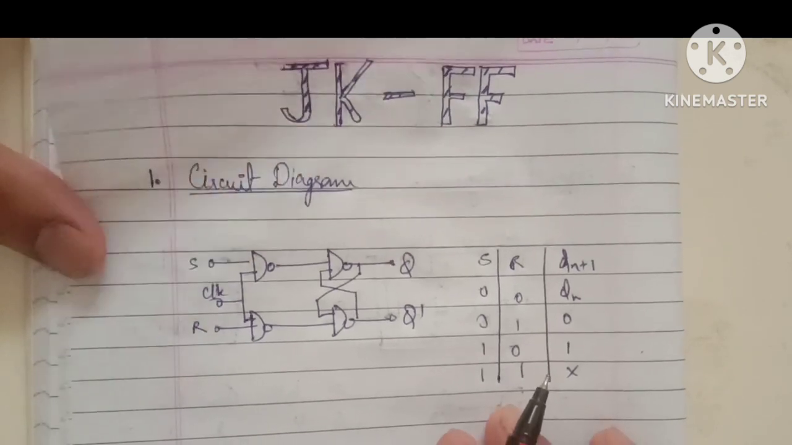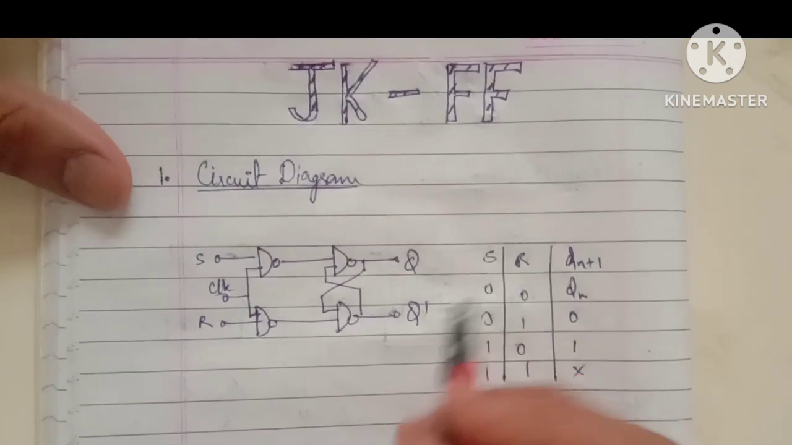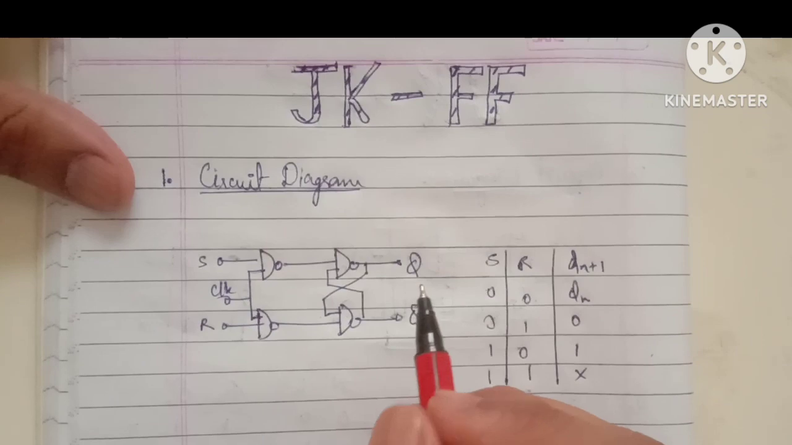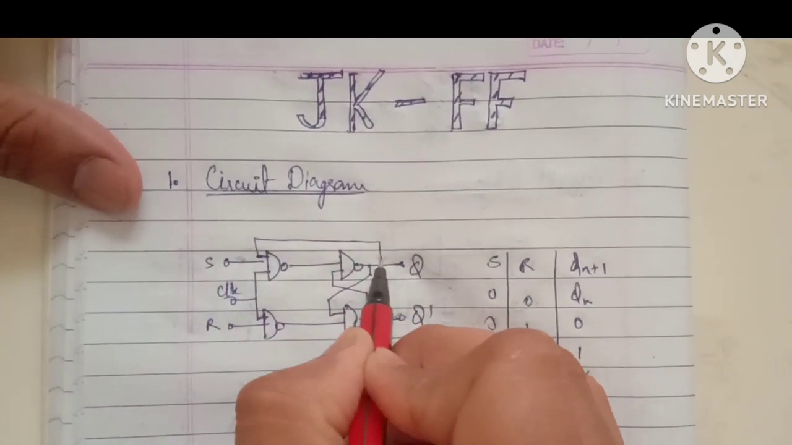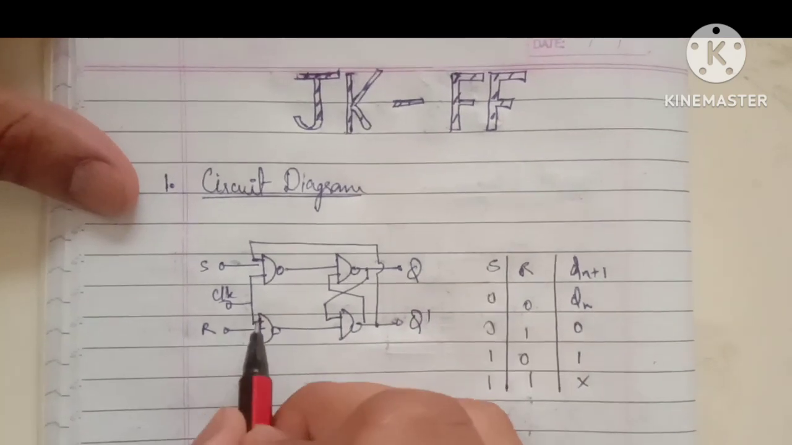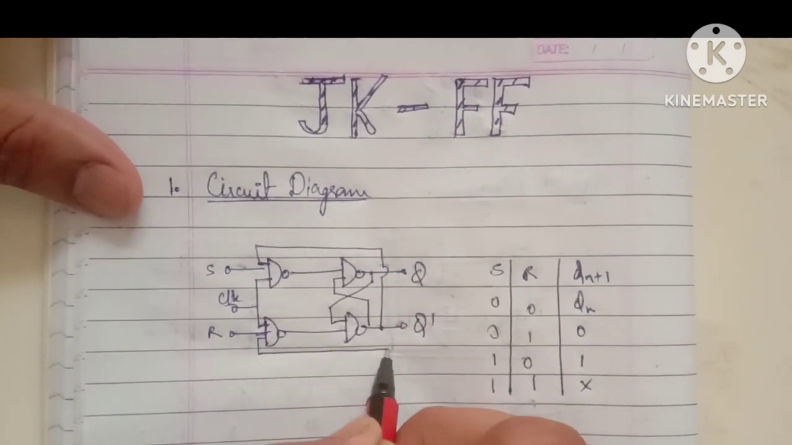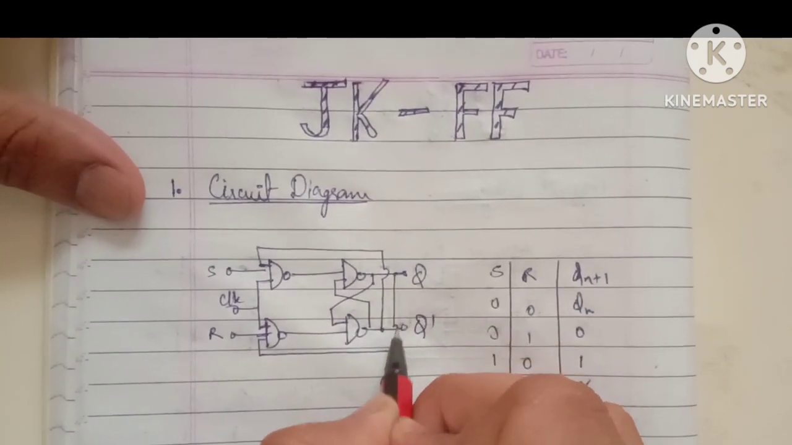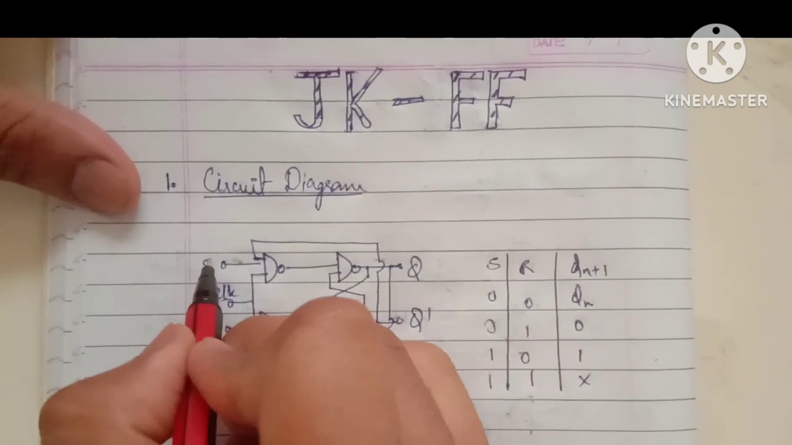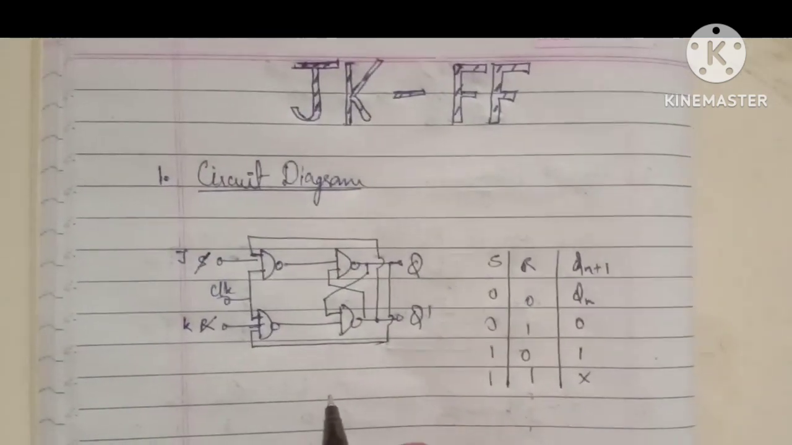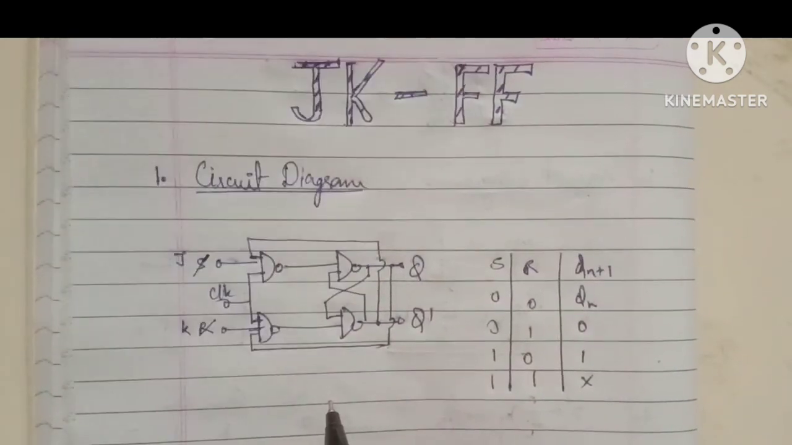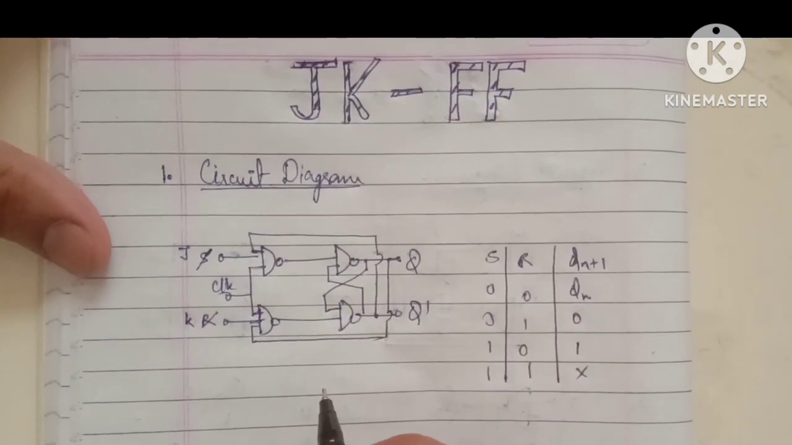Now for the JK flip-flop we have to modify the circuit. By modifying, from here we have to give this to this, from here, so this S will become J, R will become K. Okay, so this is the modified circuit diagram of the JK flip-flop.